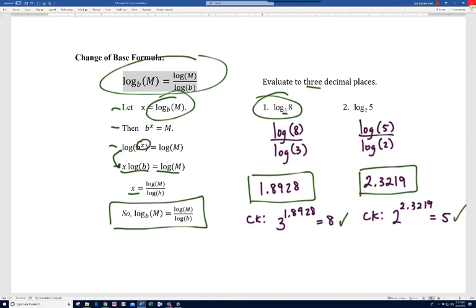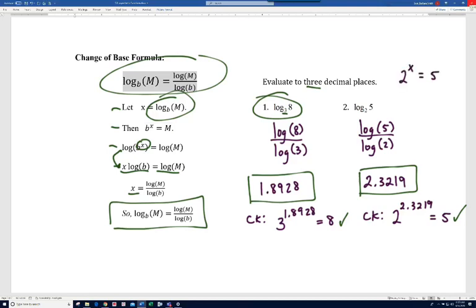Now, it won't say exactly 5. It might say 5.00 something, or it might be 4.999. But you'll see that, again, we're estimating our answer, and so that's why it doesn't show as exactly being 5.